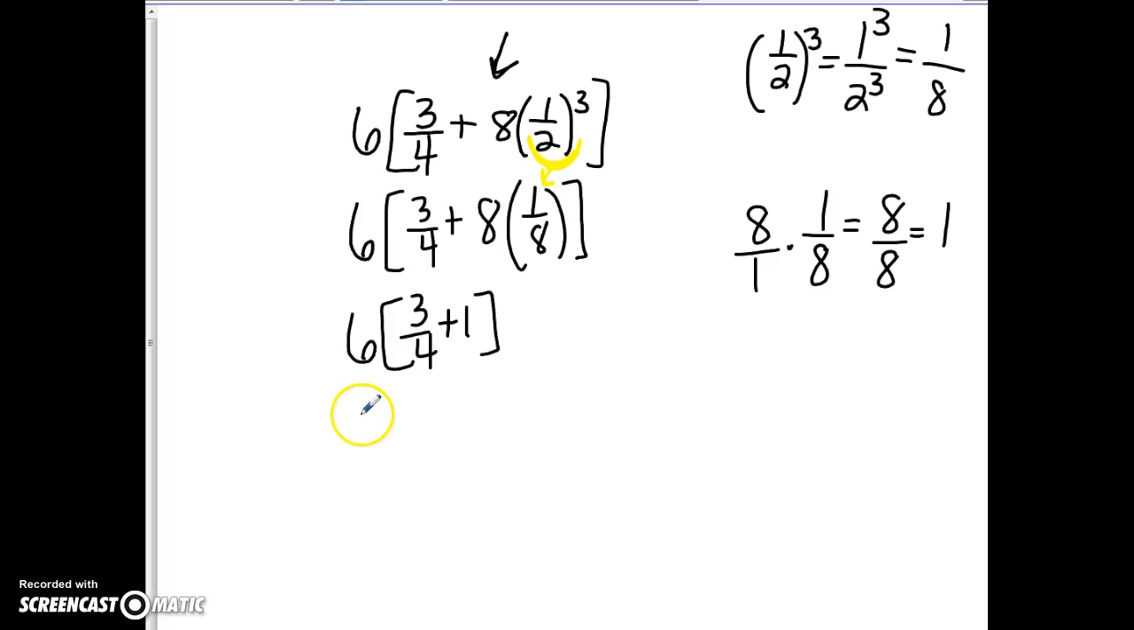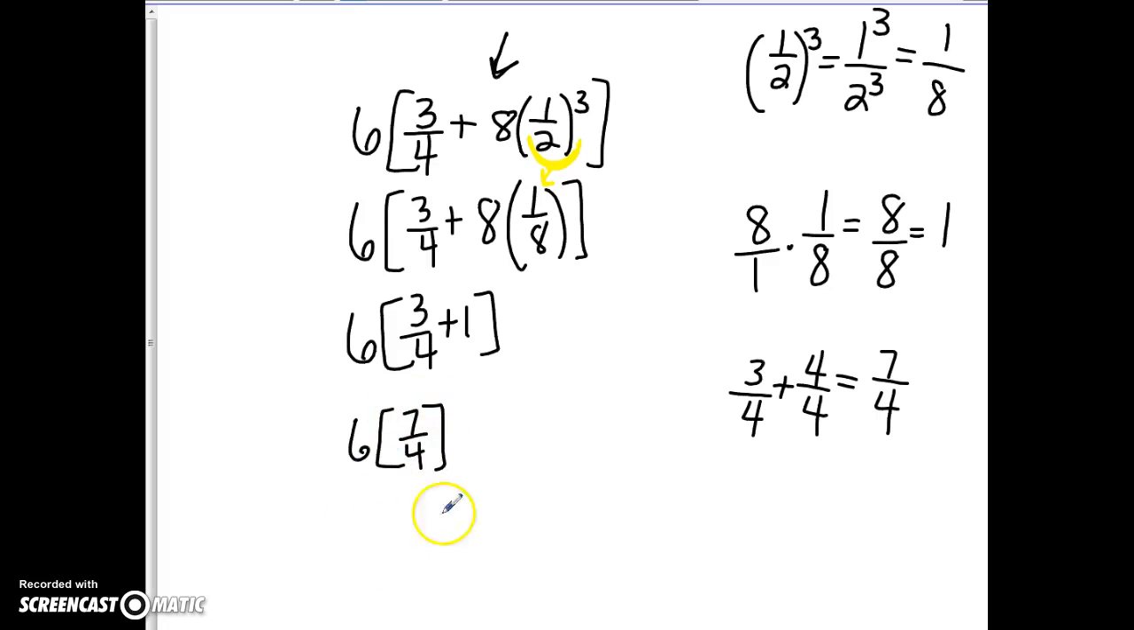And then next, inside the brackets, I have adding 3/4 plus 1. Now you can just put it together and make it 1 3/4. Or, off to the side here, I'm going to change 1 to 4 over 4. Because remember, when you add fractions, you need that common denominator. And then you just add the numerators. So it'd be 7/4.